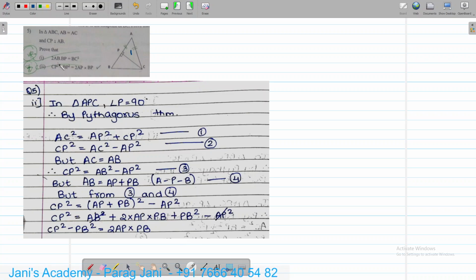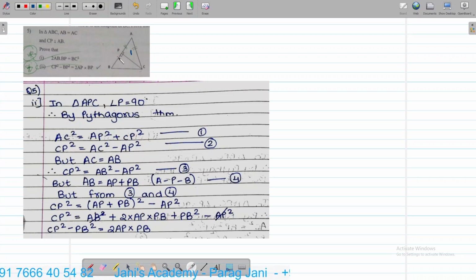Now in question number 5, second question, you have to prove CP square minus BP square is equal to 2AP into PB. So you have this triangle, you have to consider the first triangle. AC square, because the hypotenuse is here, opposite side is hypotenuse. AC square is equal to AP square plus CP square.